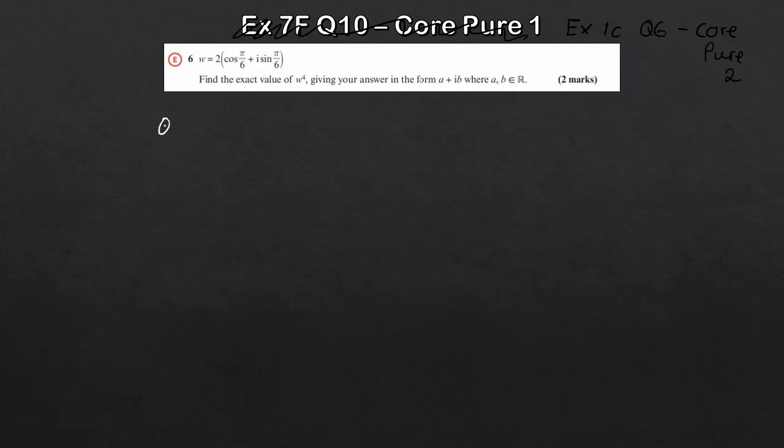So for this question here, question 6, we're given a complex number. W equals 2 lots of cos pi over 6 plus i sine pi over 6. Now we're asked to find the exact value of W to the 4. So how do we do this? Well, what we've got to do is apply De Moivre's theorem. Now, the reason we know we're using De Moivre's theorem is because it's a complex number with a high power.